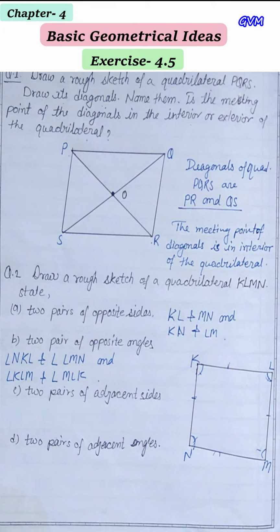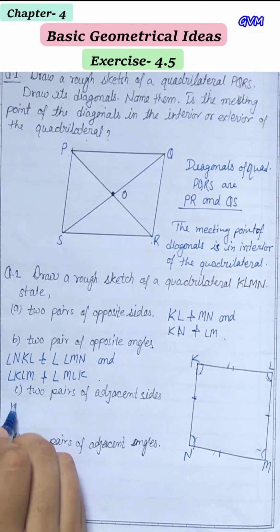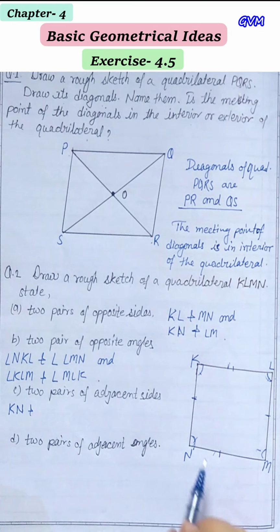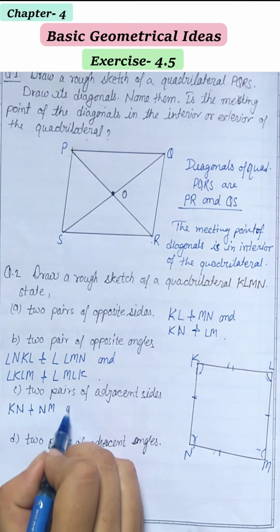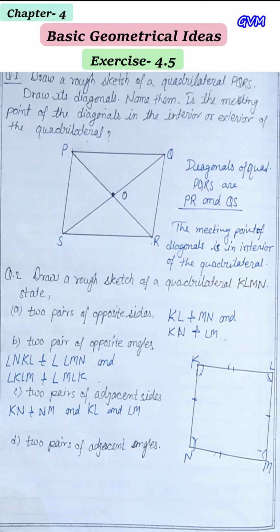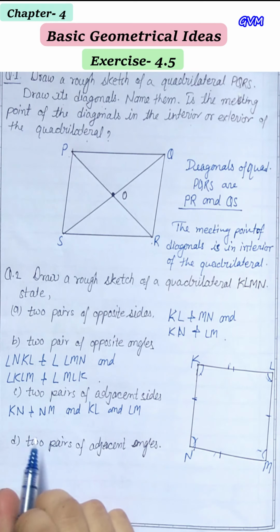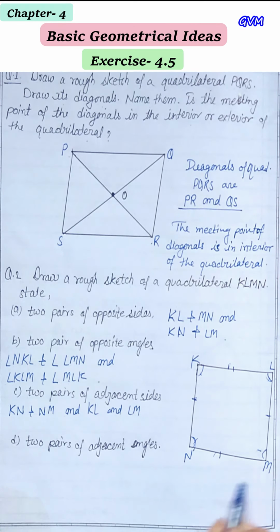So let's say this side and this side is a pair, and this side and this side is a pair. So KN and NM, and KL and LM. Or we can say LK and LM, and MN and MK. So it is up to you in what way you want to write these adjacent sides. Okay, so this is done.